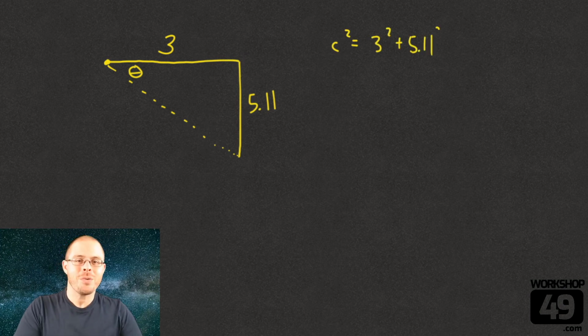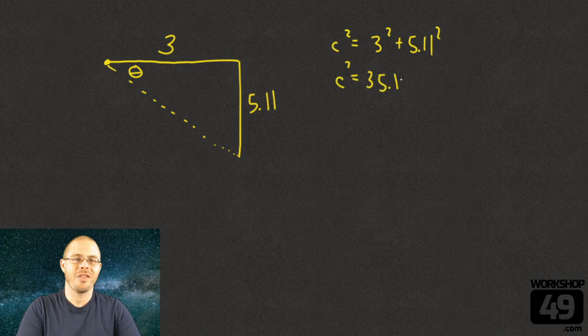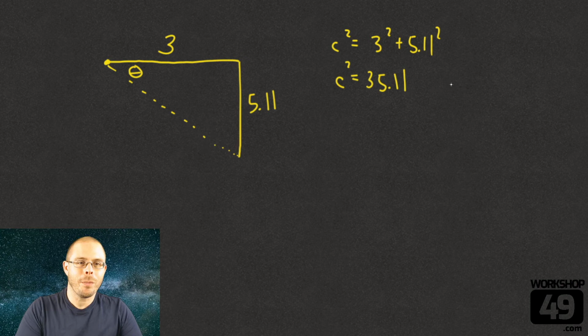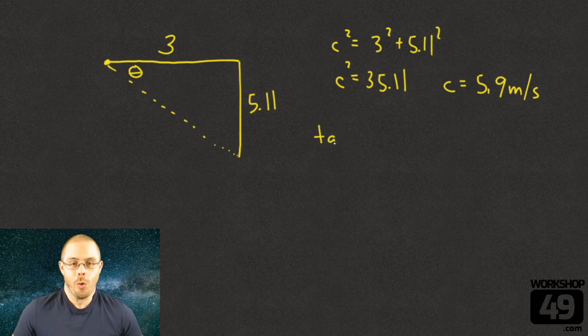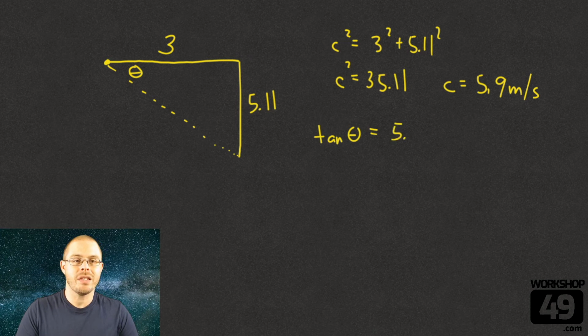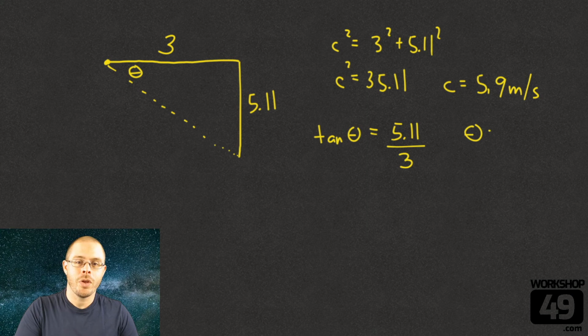To get the hypotenuse, we do a little bit of Pythagorean Theorem. If you're watching this, Pythagorean Theorem should be nothing for you. A squared plus b squared. The c squared is 35.11. Take the square root. It's 5.9 meters per second. We know how fast the rock is moving. We just got to figure out which way is it going. Tan of theta, because we have the opposite and the adjacent, is equal to 5.11 divided by 3. We do the inverse tan of that ratio, and we get 59.6 degrees.